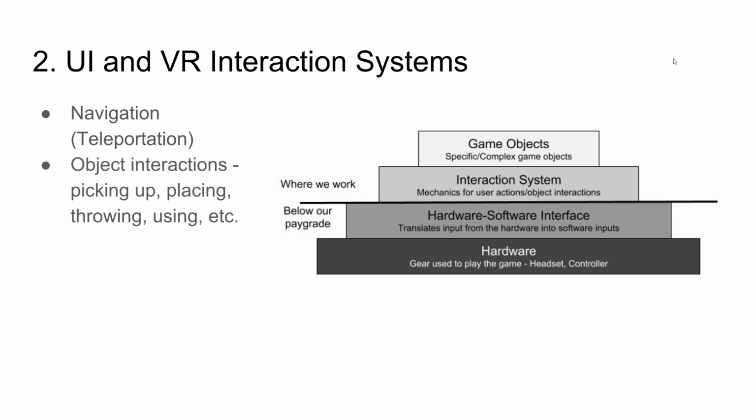Then there are object interactions: picking up, placing, using, and throwing objects, because that all has to be programmed in somewhere. And with traditional UI, we also have buttons and menus within the experience. But the interaction system is basically what translates the inputs we get from the hardware-software interface into commands, so that you can navigate, interact with objects, and press buttons. And then on top of that, we have the actual specific game objects and how those work, and how your interaction with those creates parts of the experience.